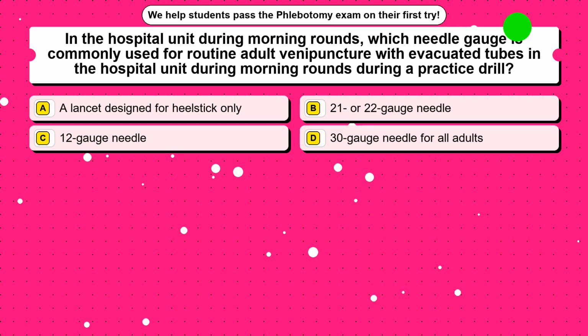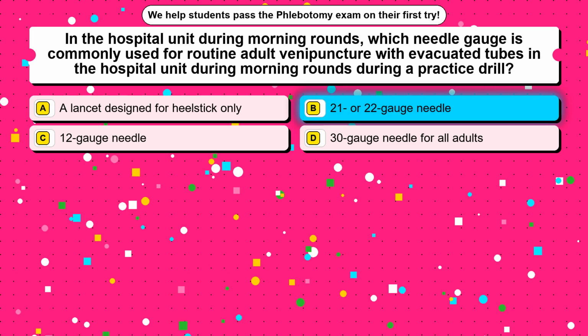Question 20. In the hospital unit during morning rounds, which needle gauge is commonly used for routine adult venipuncture with evacuated tubes in the hospital unit during morning rounds during a practice drill? Option A. A lancet designed for heel stick only. Option B. 21 or 22 gauge needle. Option C. 12 gauge needle. Option D. 30 gauge needle for all adults.